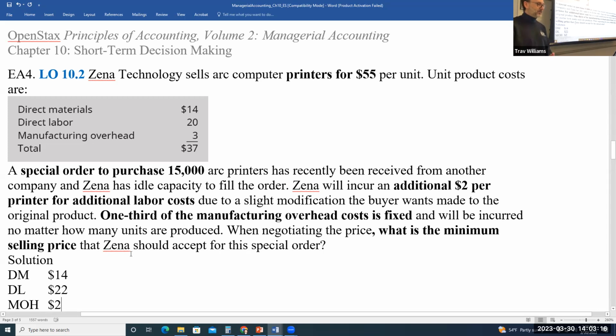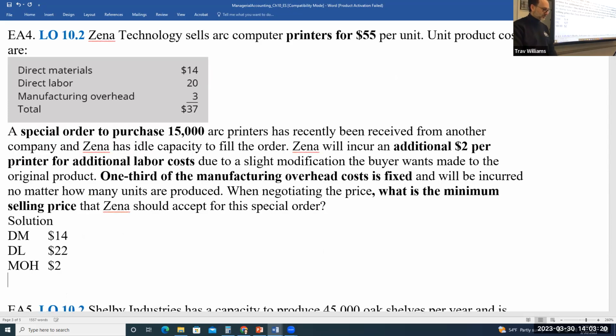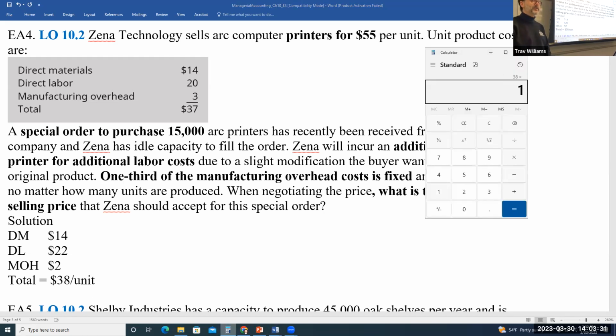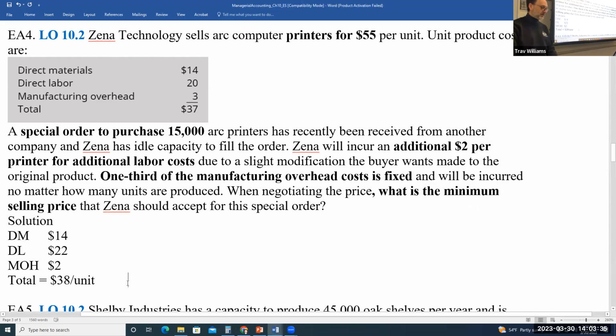So what is the minimum selling price we should accept? It would be $38 per unit. You don't have to, but if you wanted to multiply that by the 15,000 units, it would be 570,000 total. That'd be the minimum we would want to charge for this order.